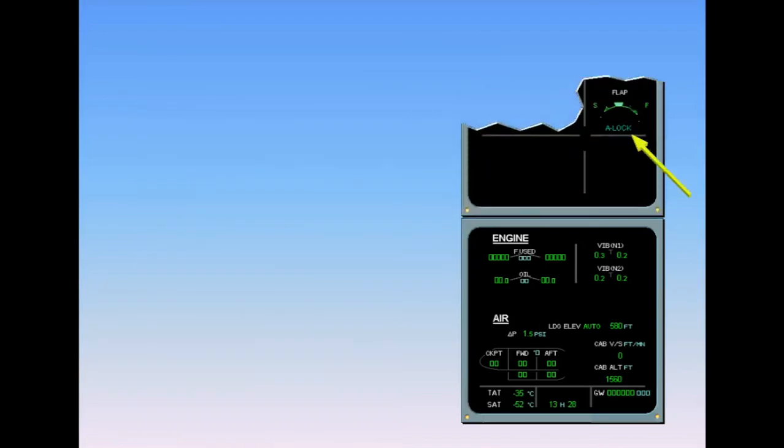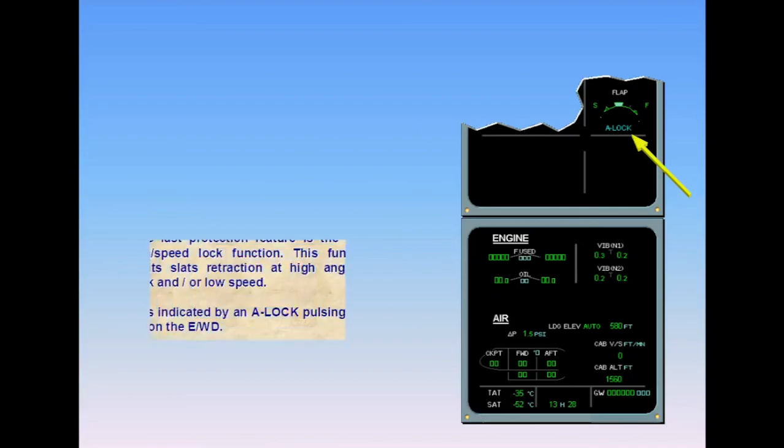The last protection feature is the slat's alpha speed lock function. This function inhibits slat retraction at high angle of attack and or low speed. It is indicated by an alpha lock pulsing blue light on the engine warning display.